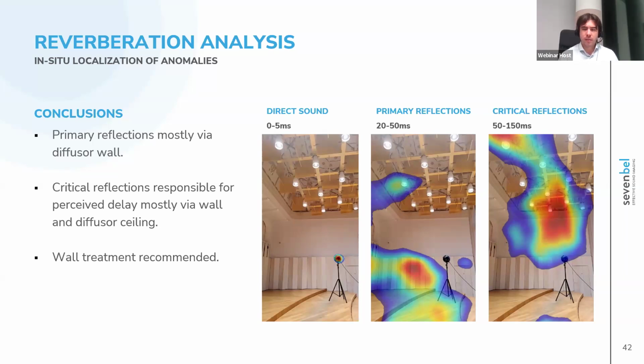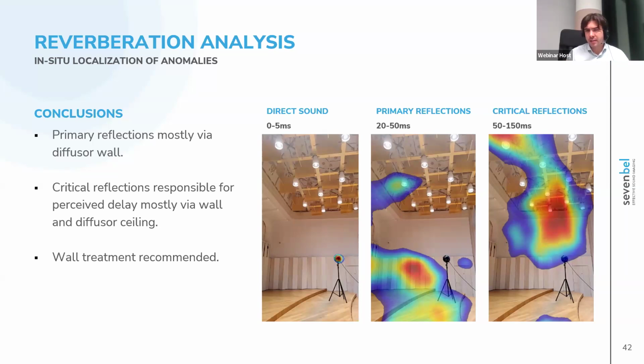From 20 milliseconds to 50 milliseconds, we notice that most of the energy is accumulated on the back wall, on the lower part of it, where a diffuser is placed. So this shape that you see in the background, that's a diffuser that has no absorption, but has some diffusion properties. And most of the energy is coming from that part. There's also some coming from the floor and a little bit from the ceiling, but most of the energy is coming from the back wall. Then the late reflections or the critical reflections associated with the perception of delay are coming mostly from the back wall, but the part that is completely untreated, and also from the ceiling.